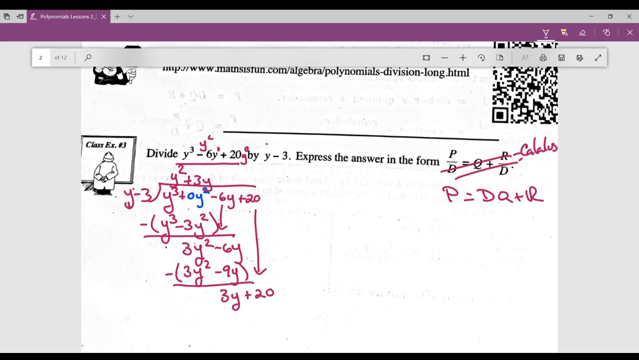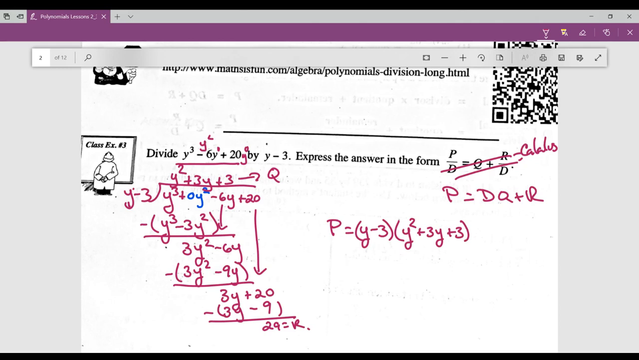y times what number gives me 3y? 3. And then multiplying that by 3, 3 times negative 3 is negative 9. Subtract again. Yeah, 29 is my remainder. So if I'm going to write this as dq plus r, my divisor is what you divide by, y minus 3. Quotient is y squared plus 3y plus 3, plus the remainder, which was 29.